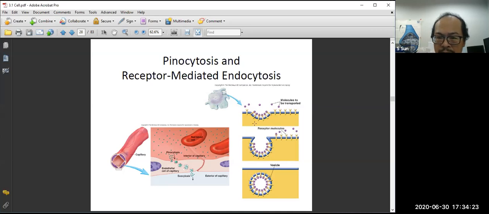You can see that they basically pinch off from the cell membrane. So here is a cell membrane. This blue is the cell membrane. They basically form a little pit, and then the pit pinches off. Then here is a vesicle containing these particles inside of it. They can be in endocytosis.